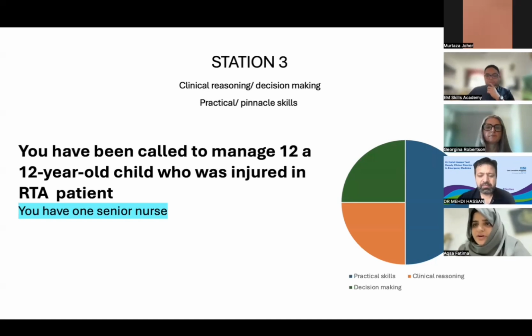Hello, hi, good morning. My name is Fatima. I'm one of the ED registrars here. I've been called to see a patient. Is that right? Yeah, I'm the patient. I'm 12-year-old Tom.